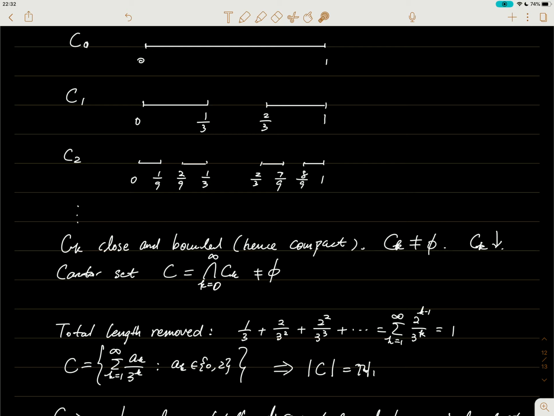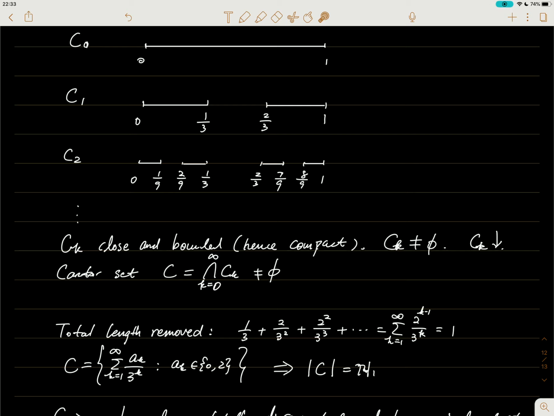So if we consider the sum of those lengths that we removed, this is the infinite sum, and that's just this. By easy computation, you can see this is a geometric series, and then you can get the sum of them, which is equal to 1. So that means in total we removed the intervals with total sum equal to 1, and that's how we end up with this Cantor set.